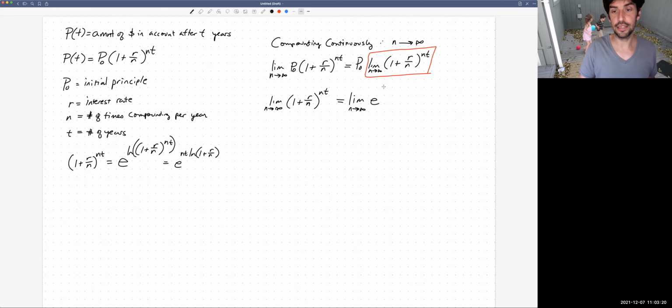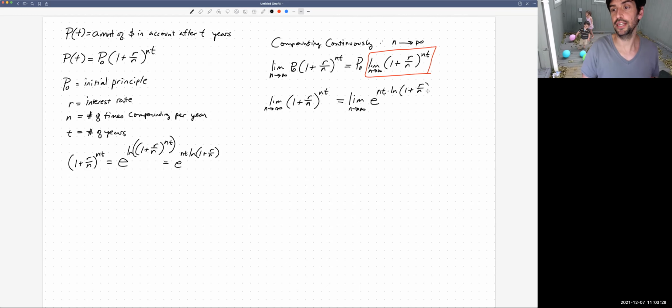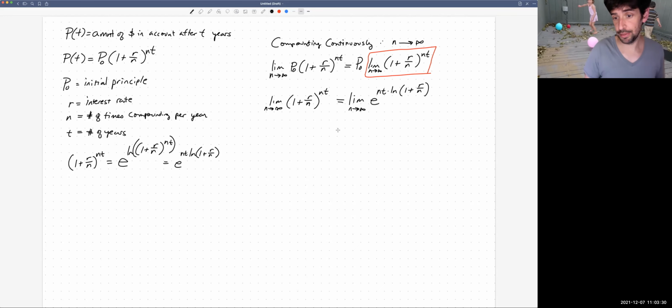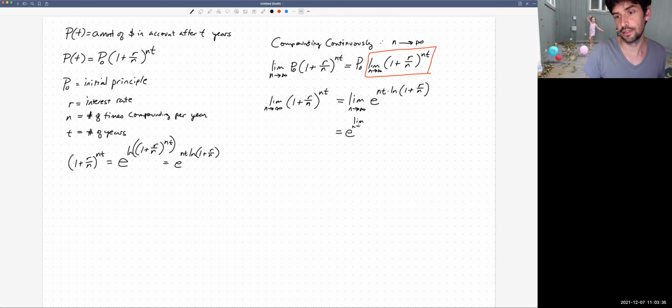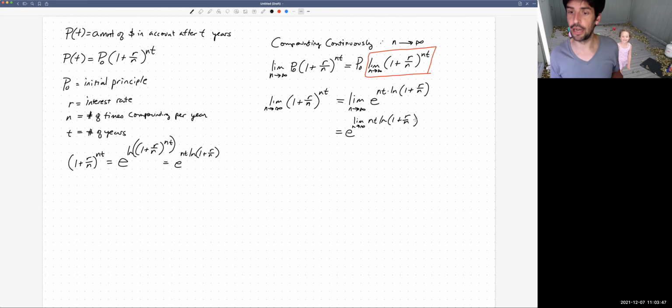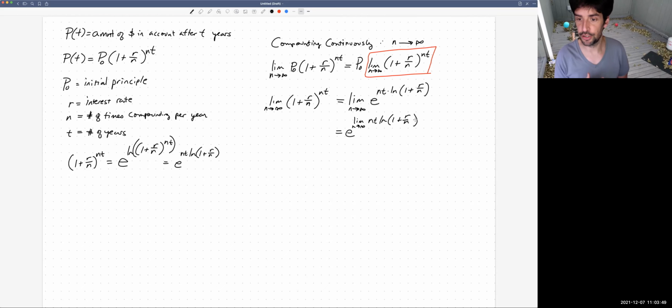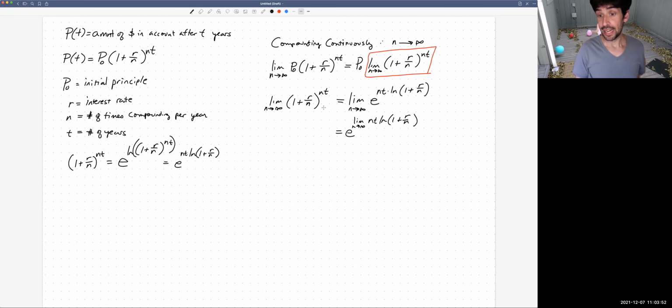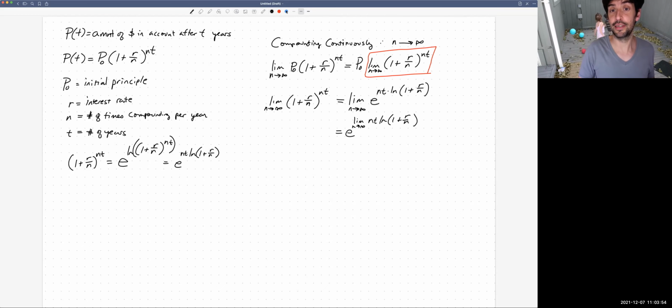The limit of e to the nt times the natural log of 1 plus r over n. And then we're going to use one of our limit laws that lets us pass this limit into the exponent here, because there's limit laws about compositions of continuous functions. There's some domain considerations, but everything works out here. We've got the exponential is continuous everywhere. So now let's focus on this limit up here.